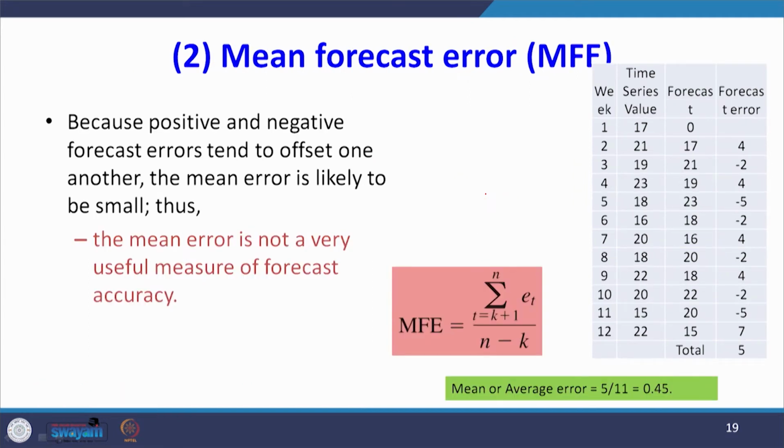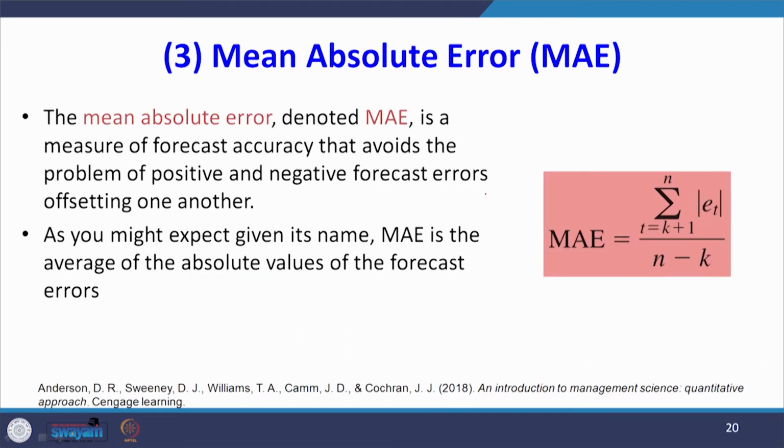Because positive and negative forecast errors tend to offset one another, the mean error is likely to be small. Thus, the mean error is not a very useful measure of forecast accuracy. So, this method is not a very useful measure of forecast accuracy. So, what are we going to do? We are going to use another technique called mean absolute error.